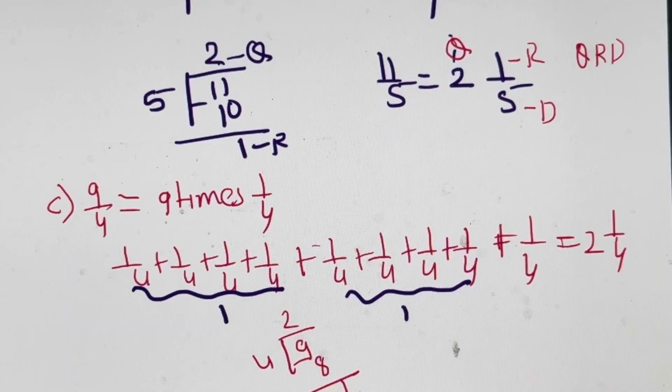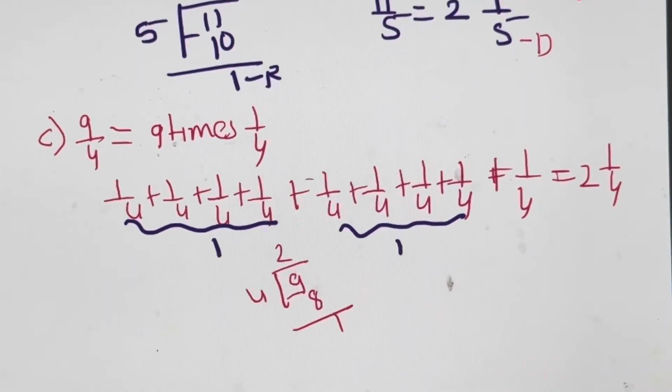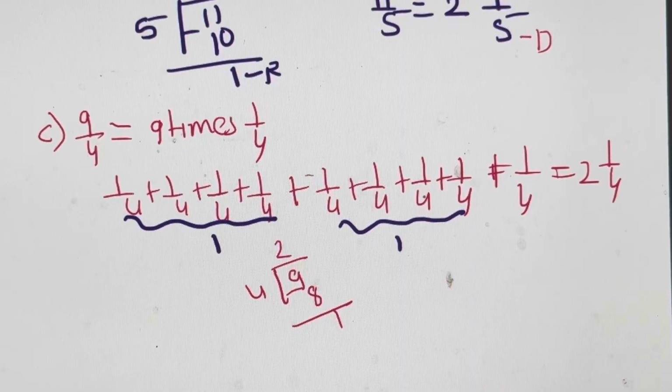So 2 whole, you can write it this way again: 9 upon 4 is equal to 2 whole 1 upon 4. You get the same answer both ways, and I remember the method QRD.